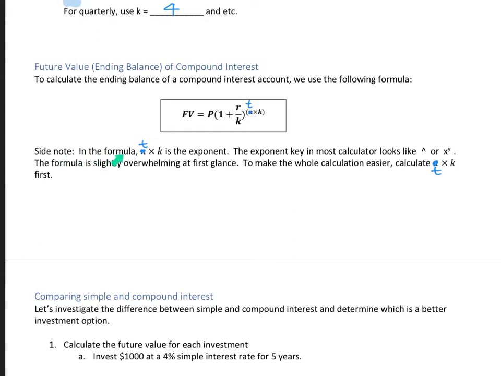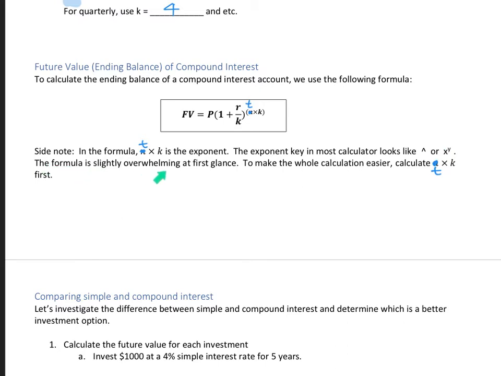Side note, in the formula, T times K is the exponent. So there's the exponent right here. The exponent key on most calculators looks like the up arrow or x to the y power. It depends on the calculator you have. You have to look for yourself, either the up arrow key or x to the y. Those are the exponent keys.